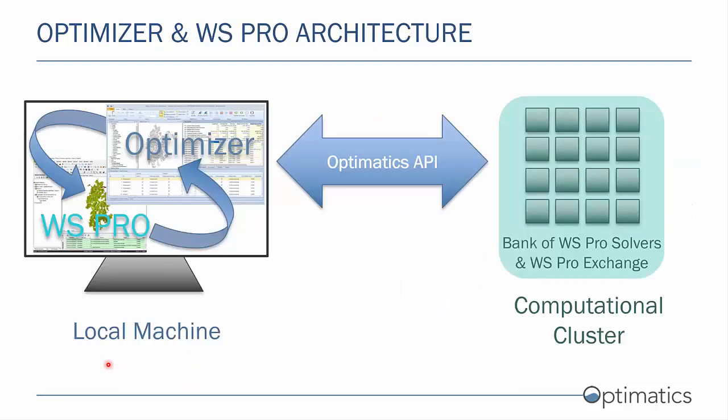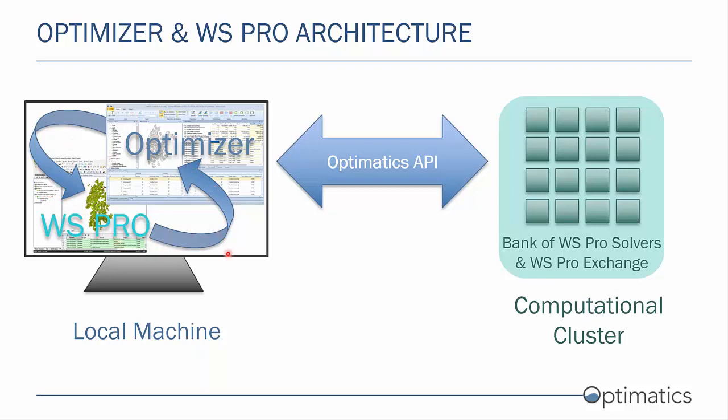So this is a very simplified drawing of the architecture, but just to give you a bit of an idea of how it's set up. As I mentioned, you have your local machine where you've got WS Pro and Optimizer. They're working together as you're setting up the formulation, loading the model into Optimizer, running solutions manually. This can all happen on your local machine.